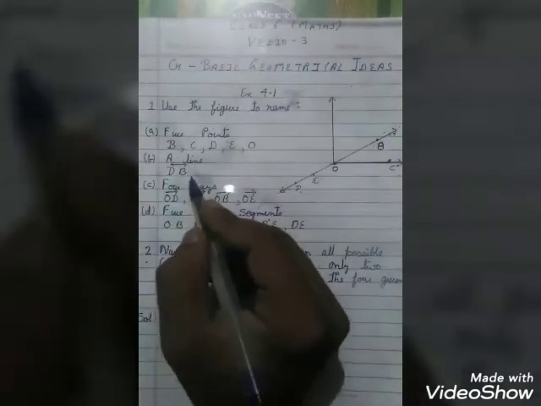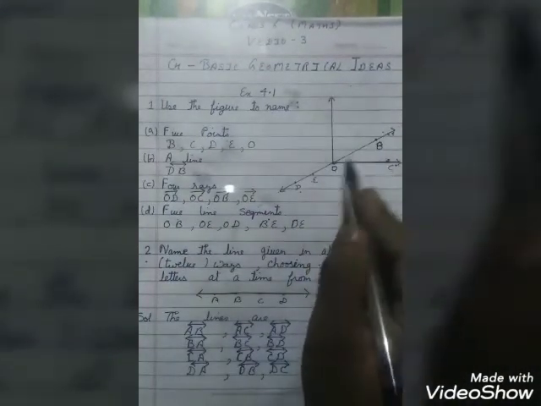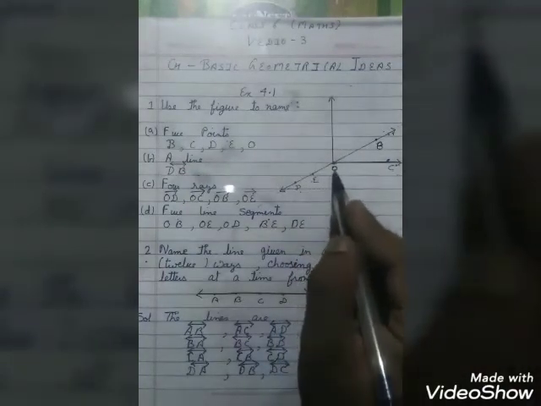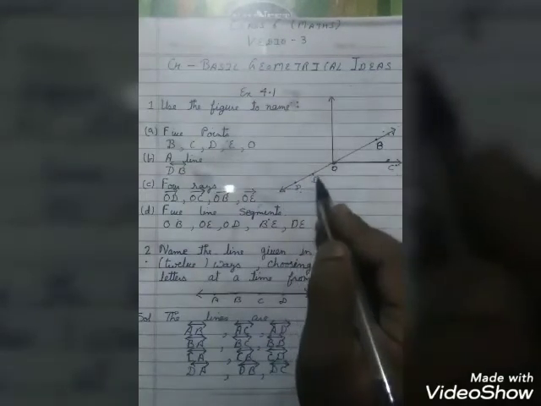Now move towards the fourth part. 4 rays: OC, OB, OD and OE. It can also be extended.